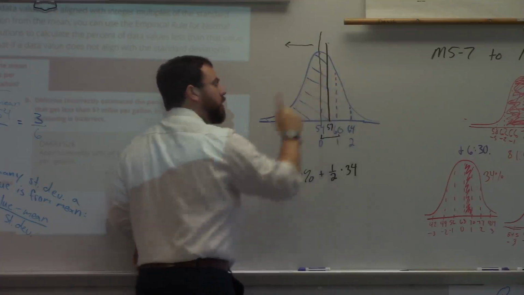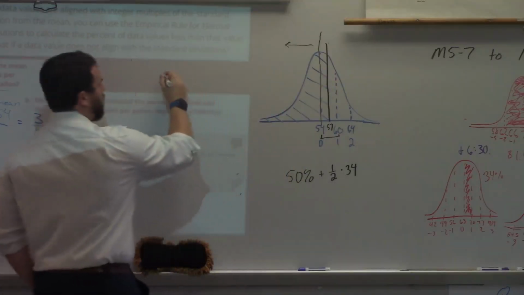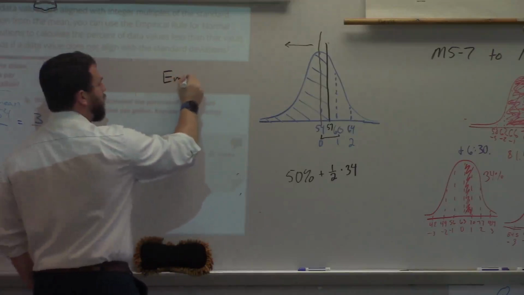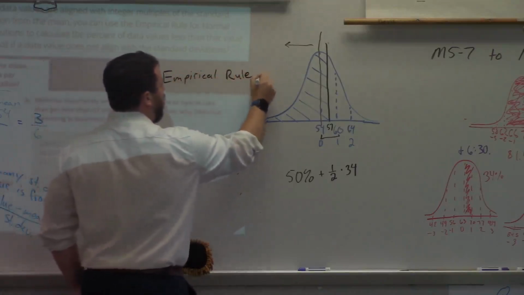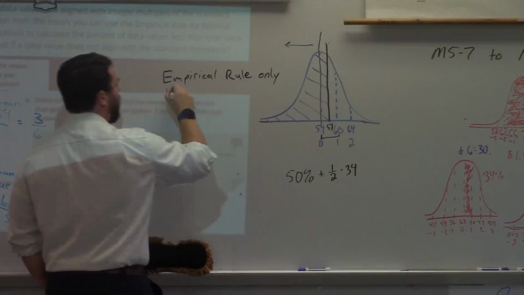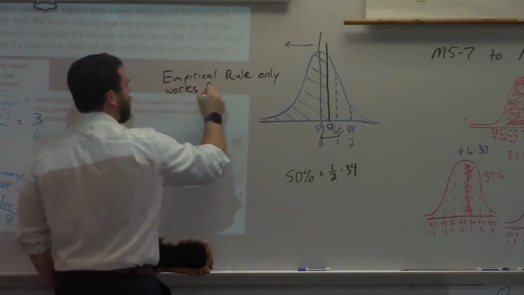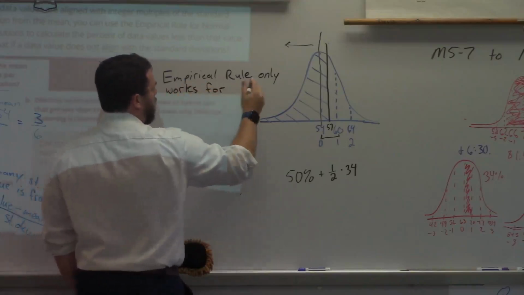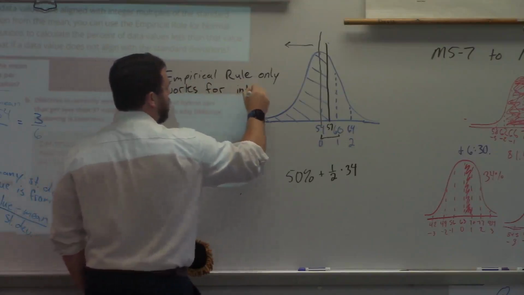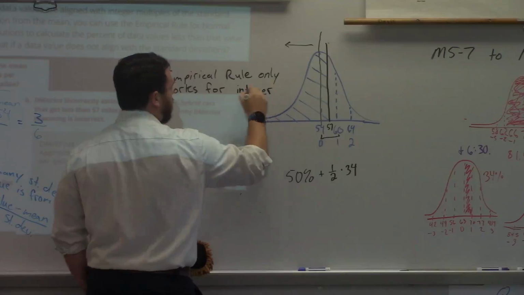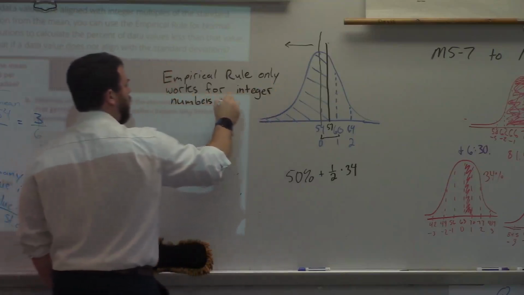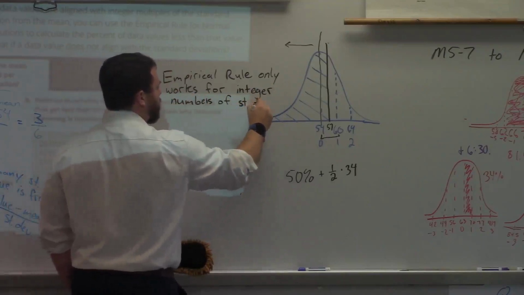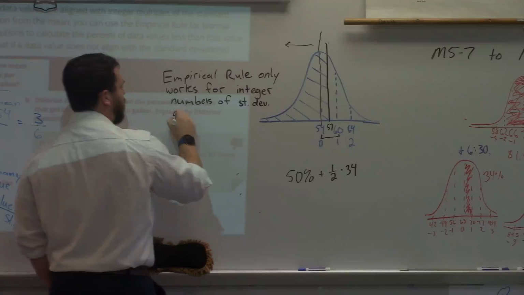Okay? So, note this: empirical rule only works for integer numbers of standard deviation above and below the mean.